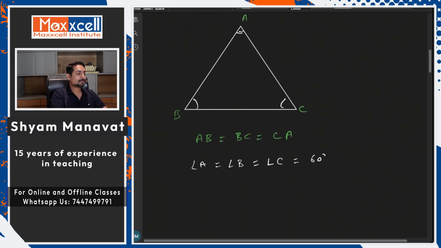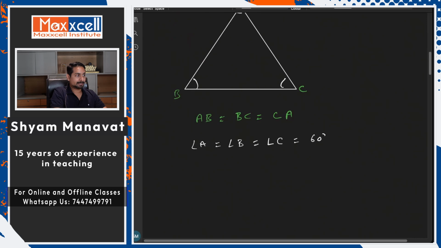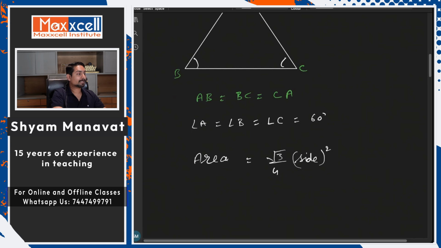You also have a specific area formula for the equilateral triangle. The area formula is √3/4 into side square, since all three sides are equal. Please note this. I hope you have pen and paper with you to make your own handwritten notes. Area equals √3/4 into side square, specifically for the equilateral triangle.